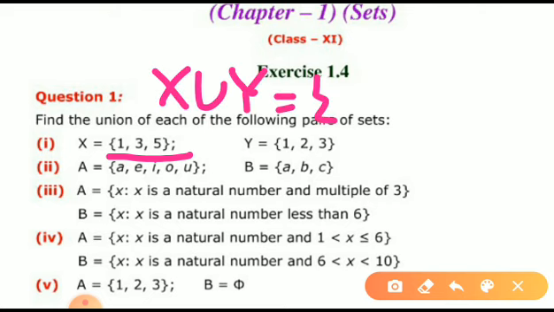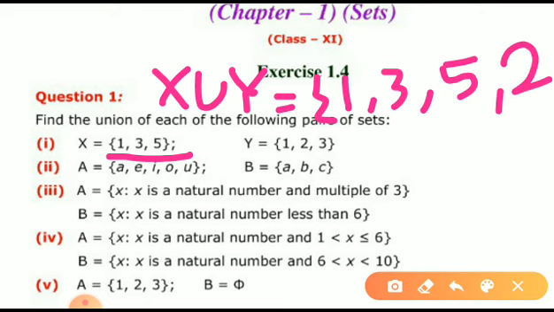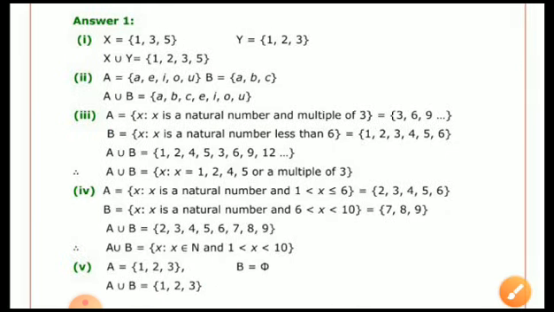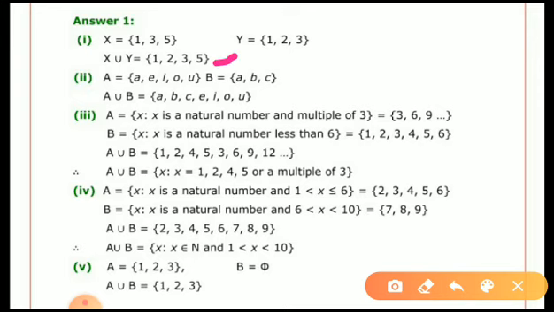First I'll write all the elements of X: 1, 3, 5. Now while writing the elements of Y, check whether an element is repeated; if so, no need to write it. In Y, 1 is already written, so I won't write it. 2, yes. 3, should I write? No. So X union Y will be {1, 2, 3, 5}.